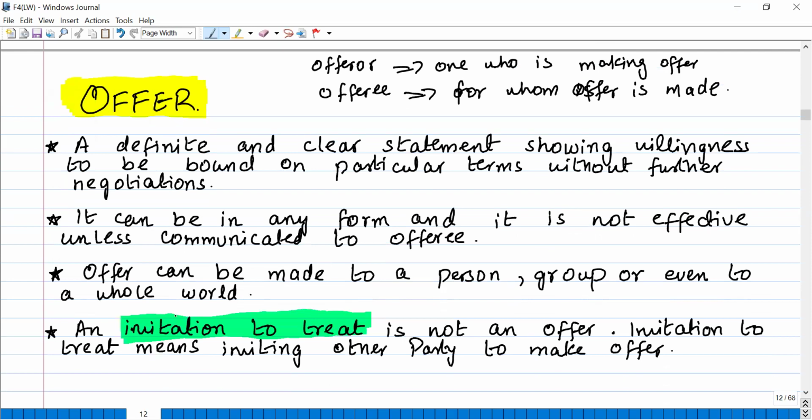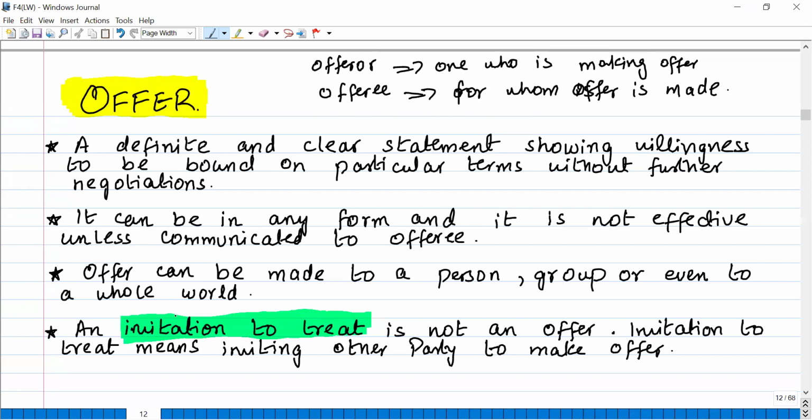The first one is agreement. In agreement, there are two things: offer and acceptance. Now, what is an offer? A definite and clear statement showing willingness to be bound on particular terms without further negotiations. An offer is basically a straightforward, clear statement in which you show the other party the intention that I am willing to be bound on these specific terms and I intend no further negotiations.